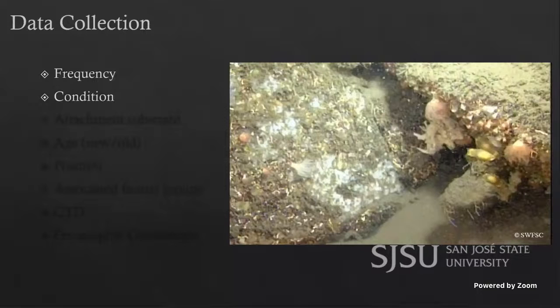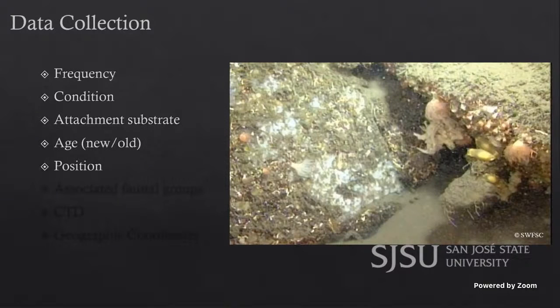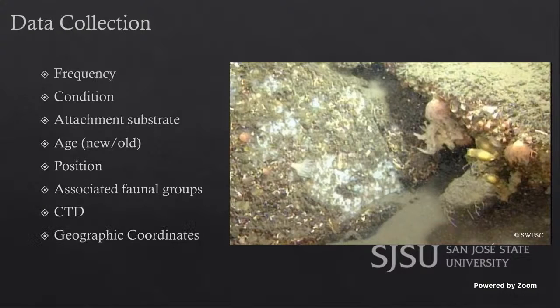Condition, attachment substrate, age, position, associated faunal groups for both fishes and invertebrates. To be associated, a fish must be within 1 total length away from the egg cases, and to be an associated invertebrate, you have to be in contact with the egg case. CTD, or conductivity, temperature, and depth data, as well as geographic coordinates.